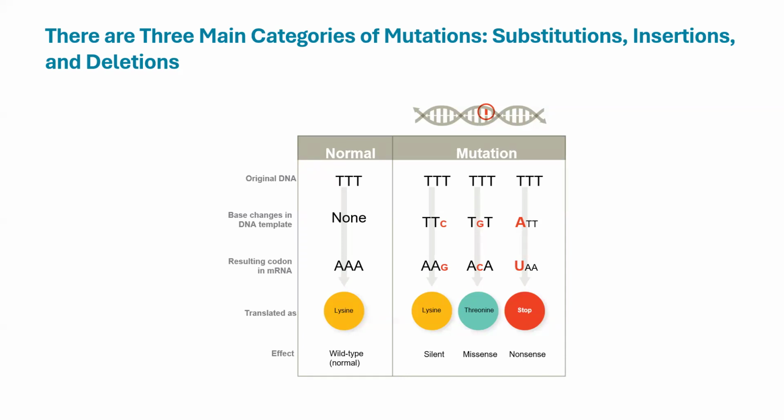So when you change that amino acid, we get what's called a missense. Missense means that we still put an amino acid in there, but it's not the wild type amino acid. In the last situation, we changed the first T to an A, which turns into our mRNA as UAA, which codes for one of our three stop codons. We call this a nonsense mutation because it stops transcription.